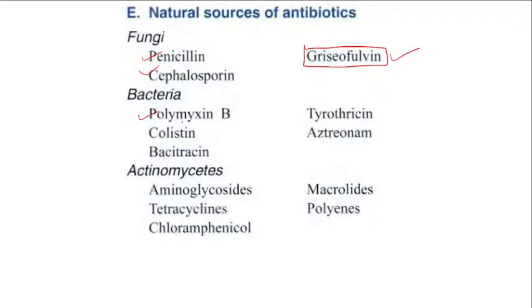Bacteria, so then the polypeptide antibiotics, see polypeptide, right? These are polypeptides, which ones? Polymyxin B, colistin, bacitracin, these all are polypeptide antibiotics. They are isolated from the bacteria itself. Tyrothricin is also from the bacteria. So these are the antibiotics which are derived from bacteria.